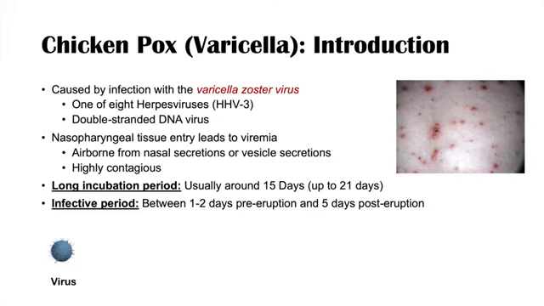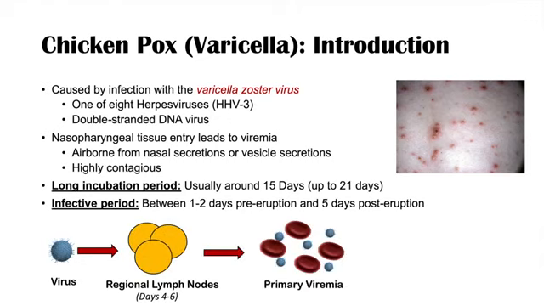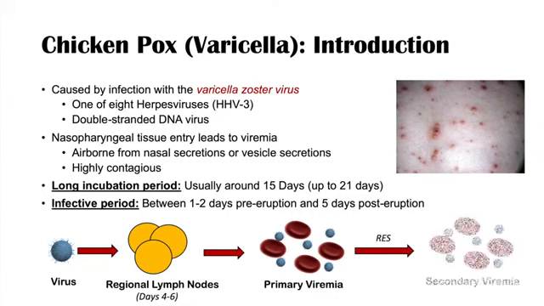So what happens generally is that a virus gains entry through the nasopharyngeal tissue of an individual, and it can multiply in regional lymph nodes. This occurs between days 4 to 6. Afterwards, the virus leads to a primary viremia. There is virus in the blood, and then the virus enters into the reticuloendothelial system, or RES, and then eventually we'll have another phase of viremia, which we call secondary viremia. And this occurs at around day 9. And after this, after the incubation period completes, we start to see eruption of vesicles.